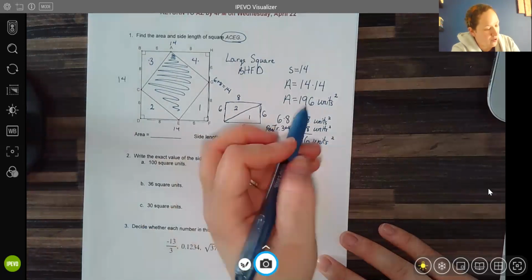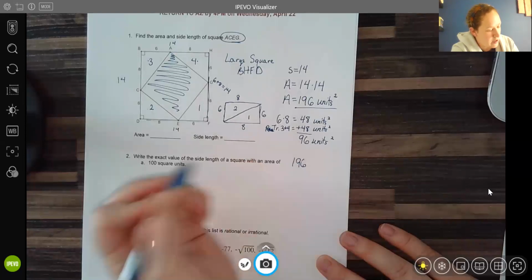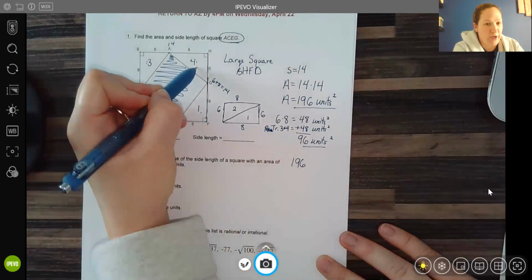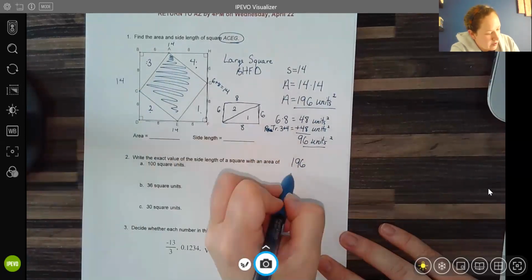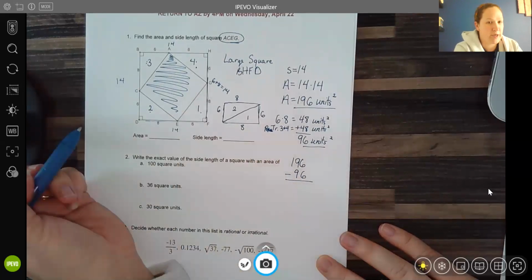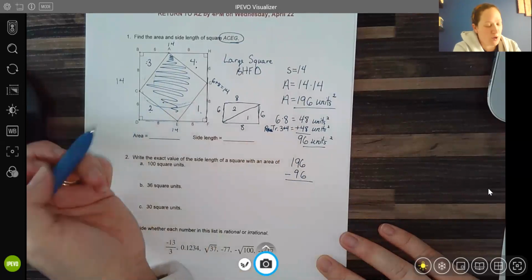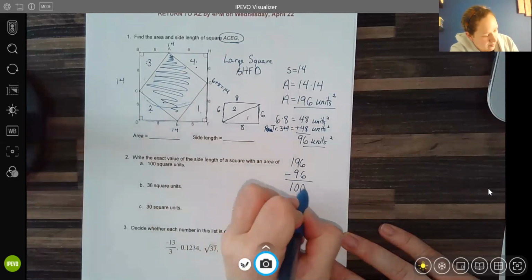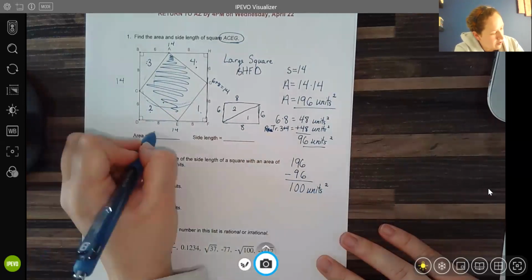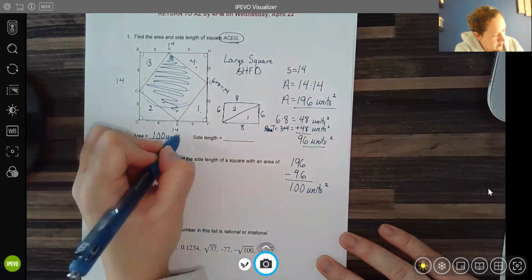Now, if I know that the large square is 196, and I know that those 4 triangles are 96, I'm going to subtract that. Take it away so that all that's left is the square that I really want to know about. So the area of my small square is 100 units squared.